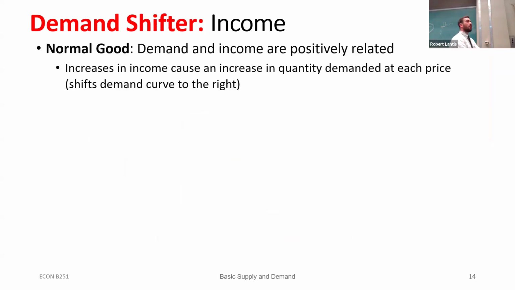I talked earlier about normal goods. This is, I think, the most intuitive, and what we would generally think of. If you have more income, you want to buy more mansions, you want to buy more Lamborghinis, you want to buy more clothes.